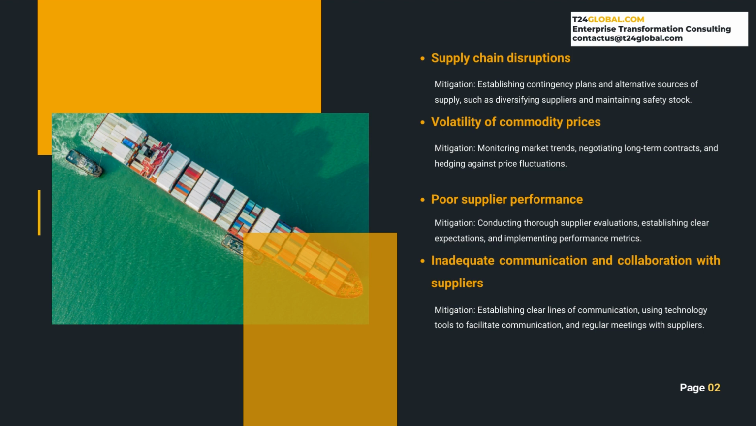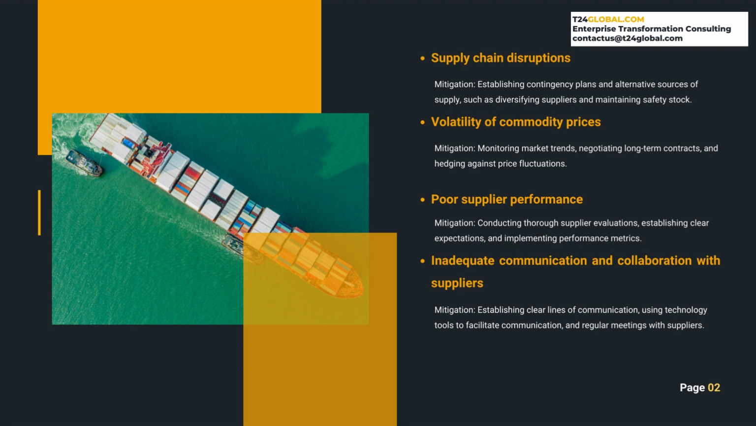To mitigate such risks, organizations need to establish contingency plans and alternative sources of supply. This can involve diversifying suppliers and maintaining safety stock to ensure a steady supply of materials. The key persona involved in this process would be the procurement manager, who would be responsible for identifying and managing suppliers. Companies can use supply chain management software, such as SAP Ariba or Oracle SCM, to manage suppliers and monitor inventory levels. 2. Volatility of commodity prices.